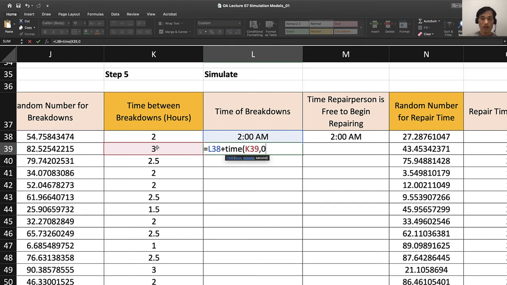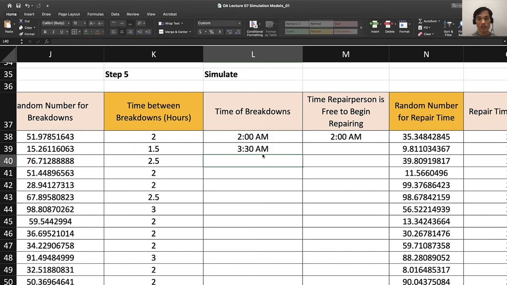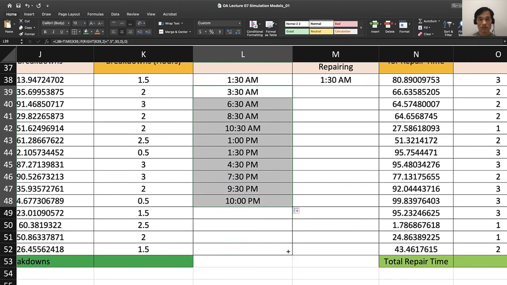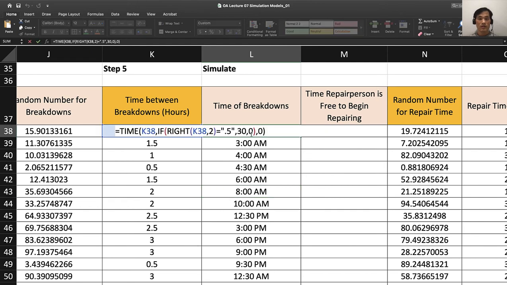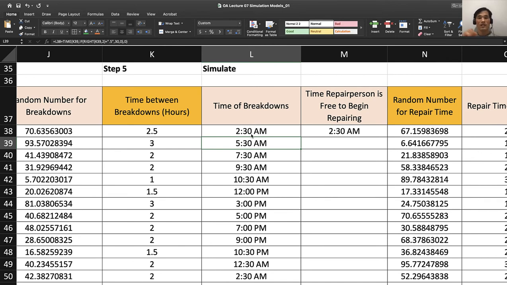We don't have minutes, and we have this 0.5 component there. So we have to add, if this, and we have to use the right function again. If this equals 0.5, then you add 30 minutes. Otherwise, zero, you don't add anything, and you don't have a second, so you add that there, and then it's going to be done, right? Very good. Okay, it's very good. So I have done that, so it's working.